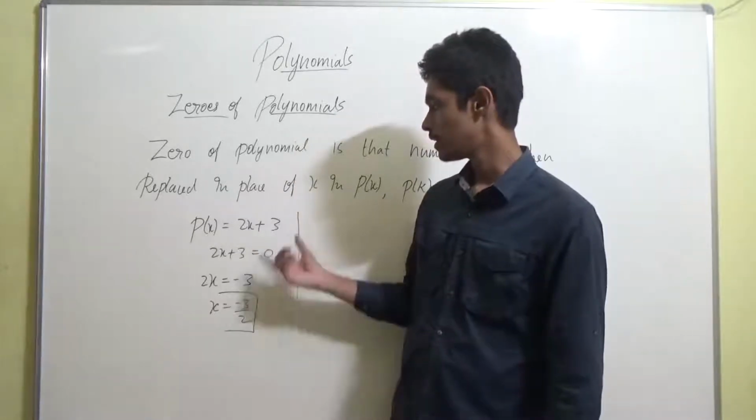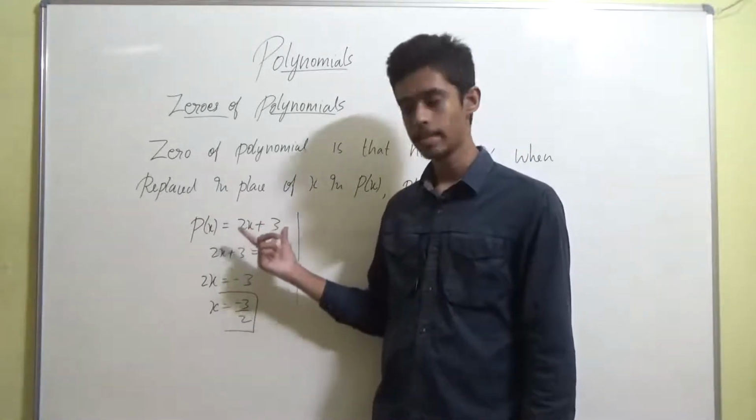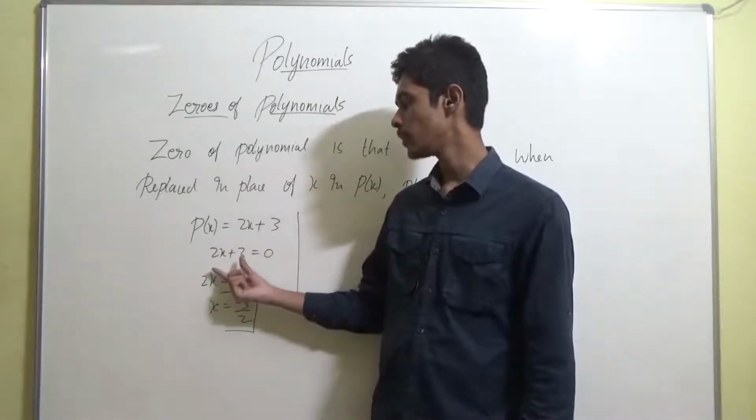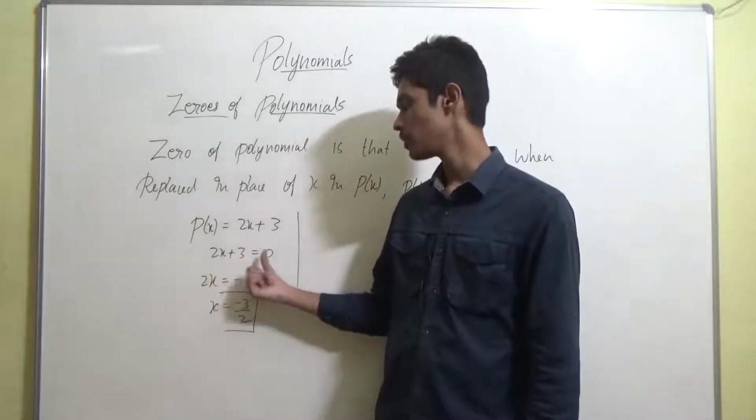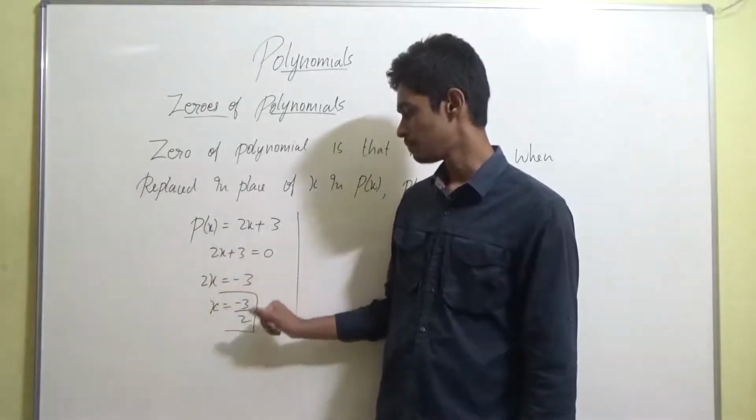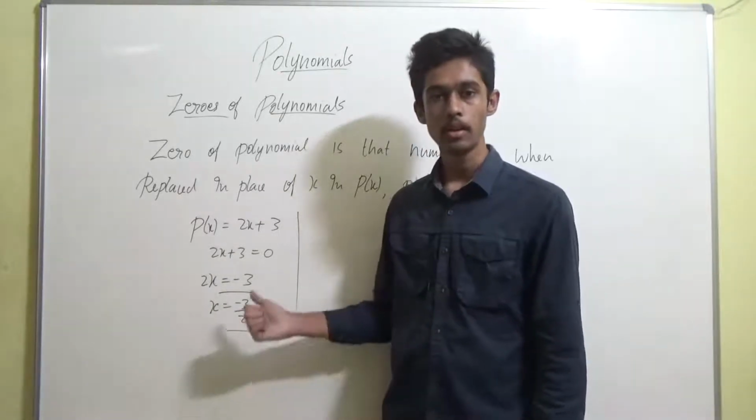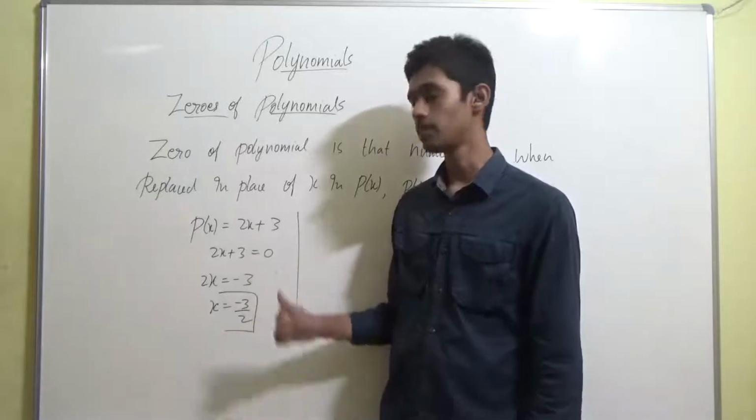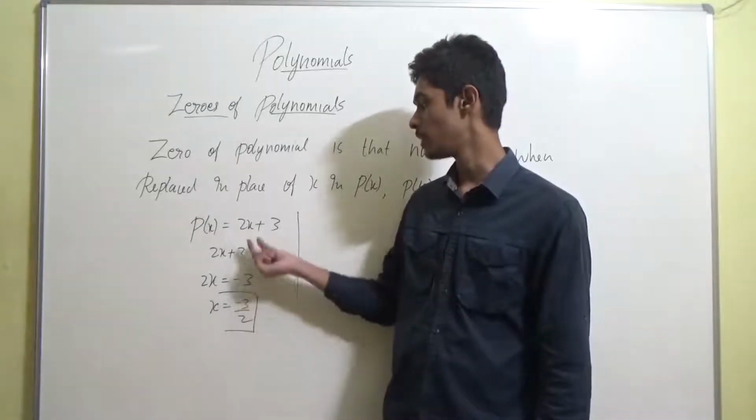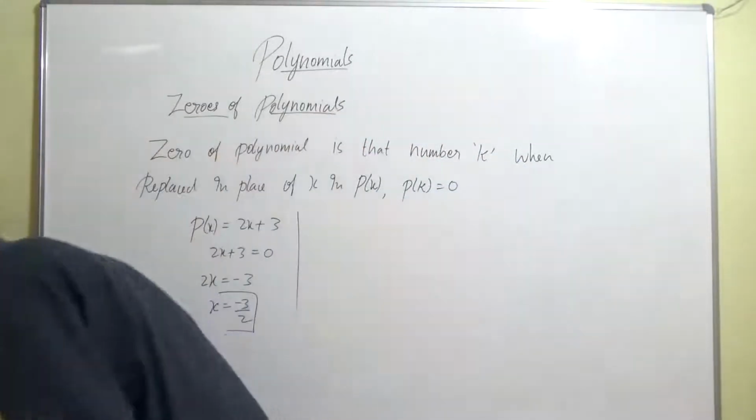For example, guys, let's take this polynomial. Let's try to find the zero of this linear polynomial. To find the zero of this linear polynomial, first you will equate this linear polynomial to 0. Then you will get 2x equal to minus 3. Then the value of x you will be getting as minus 3 by 2. Now this is the zero of this linear polynomial, which means if you replace this minus 3 by 2 in the place of x, you'll be getting the whole value as equal to 0, guys.